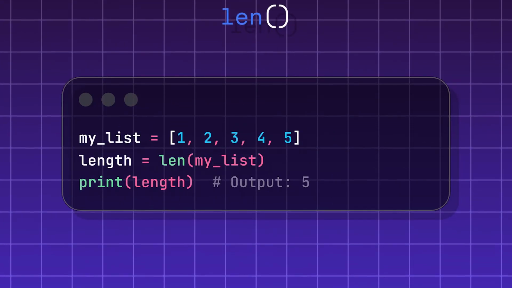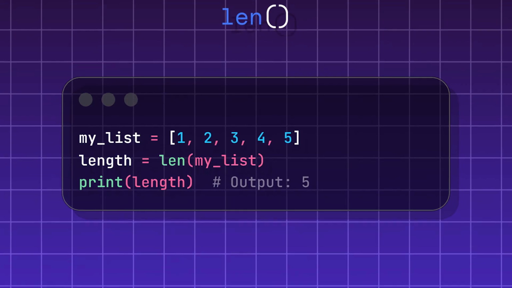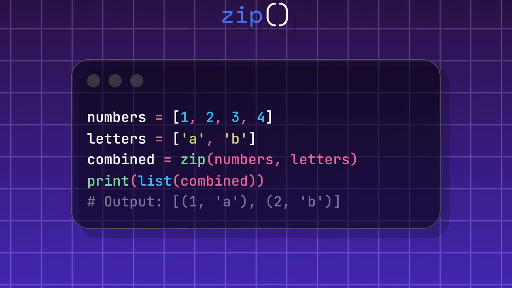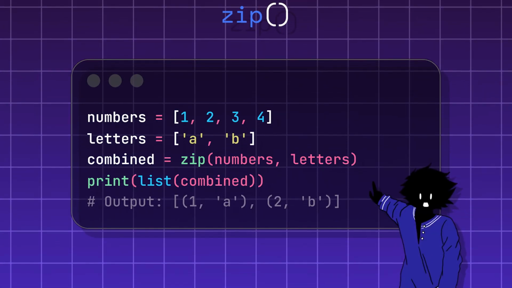Len, short for length, states how many items are in something like a list or string. Sorted puts items in order. Reversed flips the order of the items. Enumerate adds a number to a countable list of objects. Zip pairs up items from different lists. It basically combines countable objects such as lists, tuples, or strings into a single list of tuples.